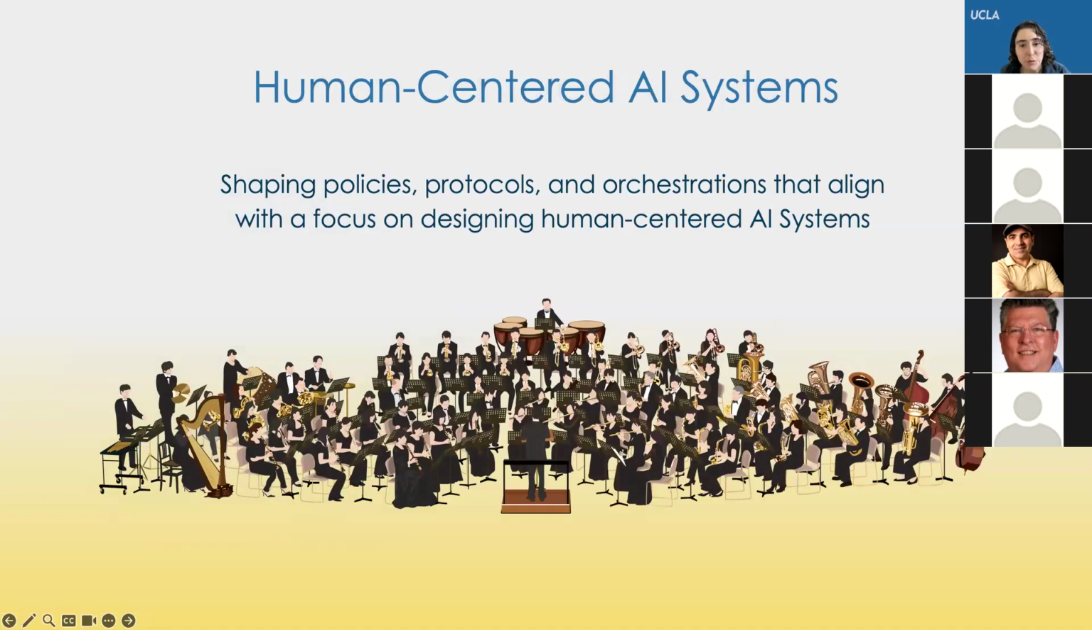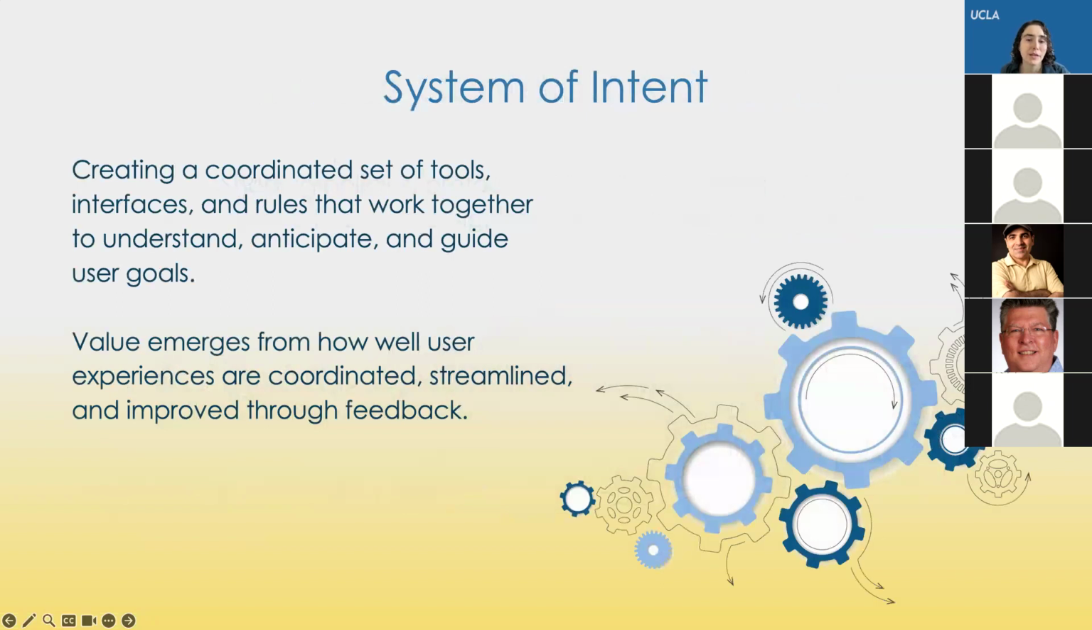With AI systems, we're focused in on shaping the policies, protocols, and orchestrations. We can approach this with a human-centered focus. So basically, we're creating these systems of intent. We're creating a coordinated set of tools and interfaces and roles. All these elements work together to understand the user goals better and to anticipate them. And this can really provide for a more streamlined and improved experience.